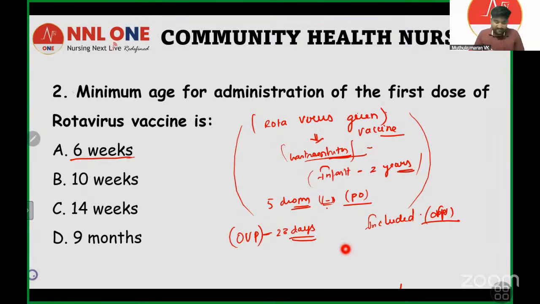First, we have to discuss what the minimum age is for administration of the first dose of rotavirus vaccine. That is the sixth week. Yes, 2.5 ml or 5 drops. Yes, correct. You're right. Yeah, correct. You're all right. Shall we move on? Is the next question clear?